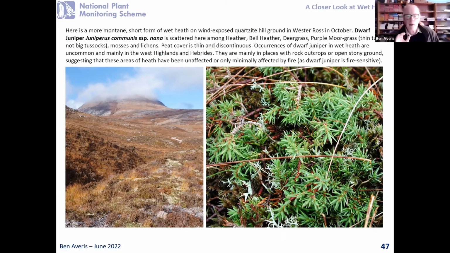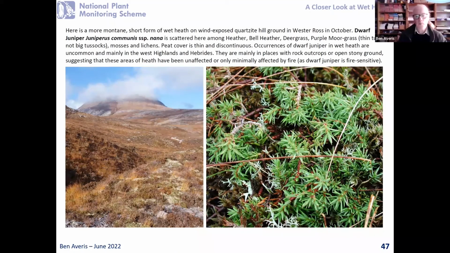Here's dwarf juniper. Dwarf juniper can be very scattered in quite decent amounts in some of our far northwestern wet heaths, or especially the slightly drier wet heaths on thin peats over stony ground, as in this picture here on the Beinn Eighe Nature Reserve in Wester Ross.